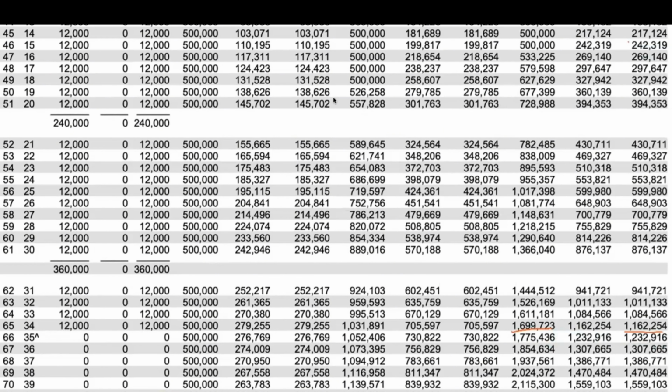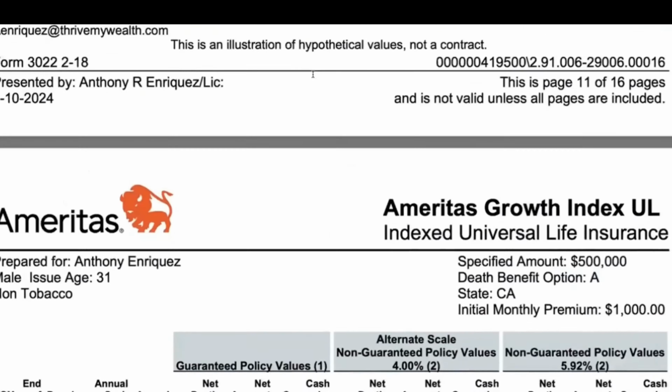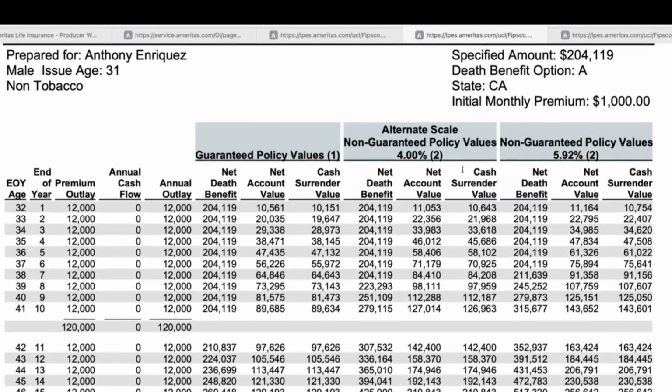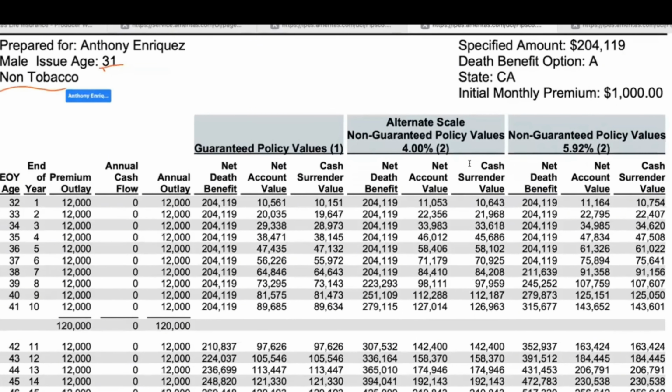Now, this is going to be your standard design. Many agents are going to design a policy similar to this. Now, let me show you what a max funded policy looks like. Okay, so here we're going to see one distinct change. This is still a design on myself, age 31, non-tobacco, so those are going to remain the same.